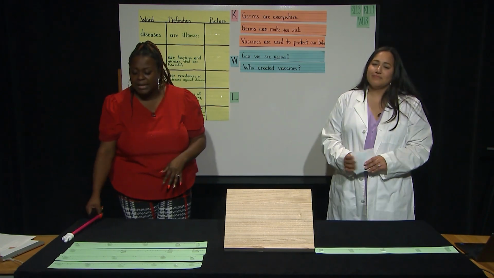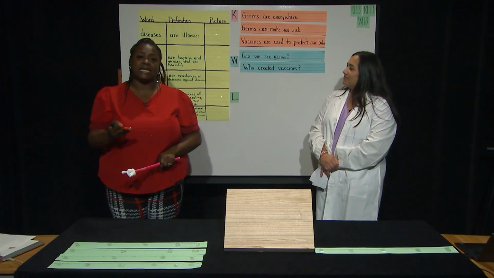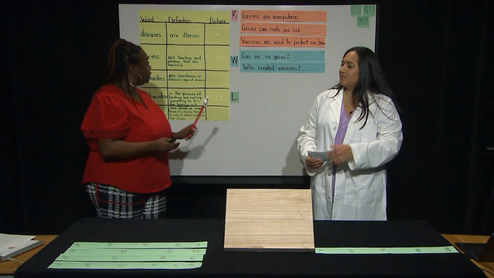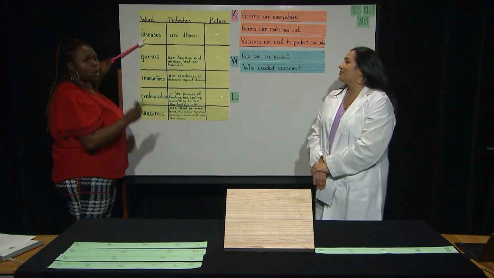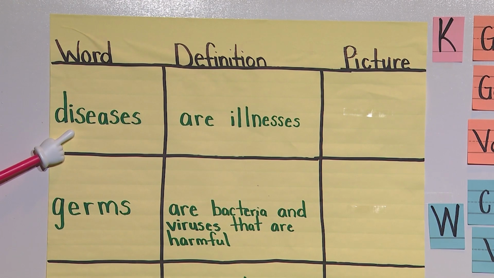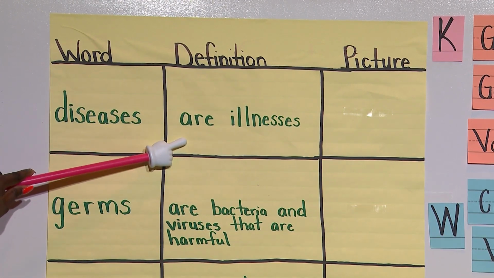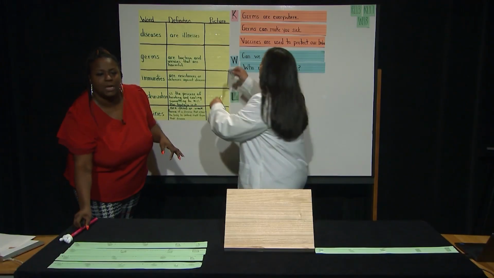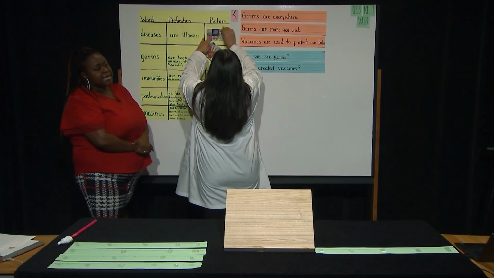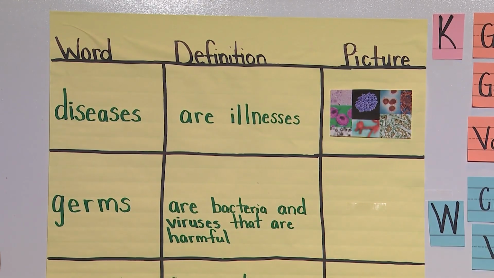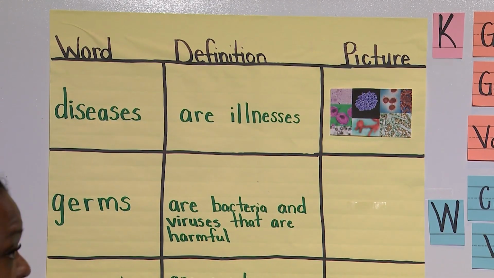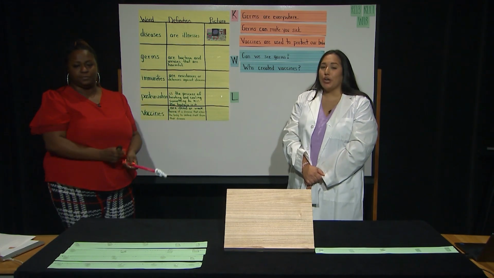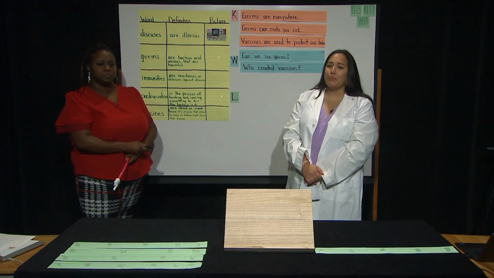Take a look at our anchor chart. Our first word is diseases. When I say what word, you all are going to tell me the word. Our word is diseases. What word? Yes, diseases. Diseases are illnesses. Here is a picture of some different diseases. Dr. Wellbody, can you give us a sentence using the word diseases? Of course. Scientists work hard to cure the diseases that make people sick.